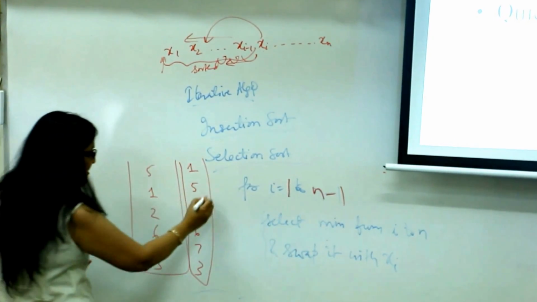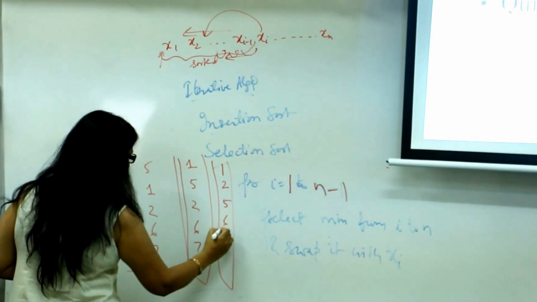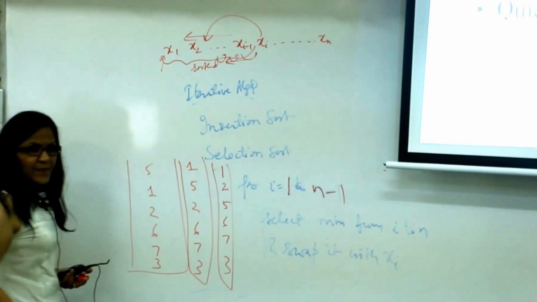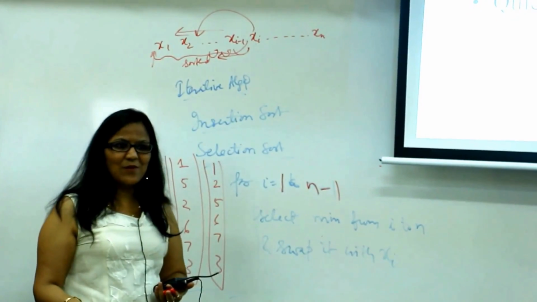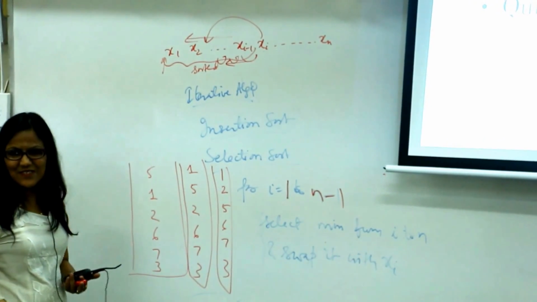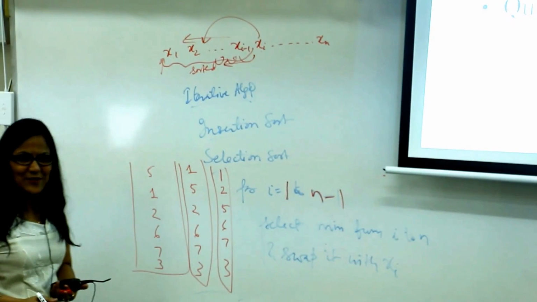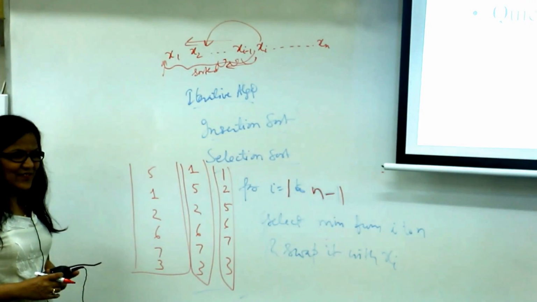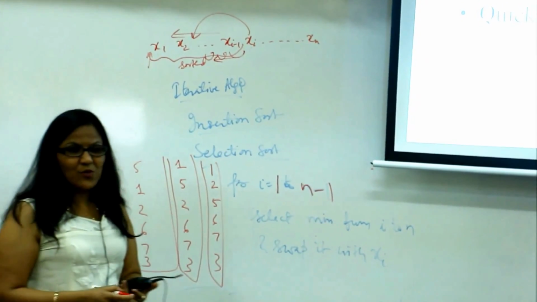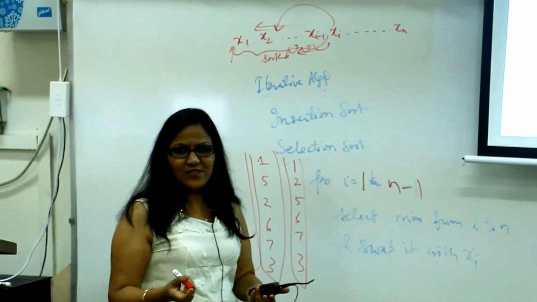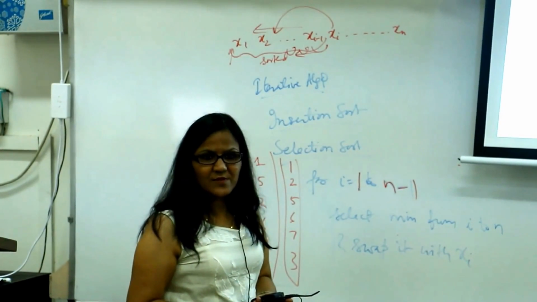In the second iteration, 1, 2, 5, 6, 7, 3. We are saying bubbling up, you could say bubble down. Hence the name bubble sort. So the only thing you have to say is what it does in the ith iteration: the ith element bubbles up or bubbles down to its correct position.